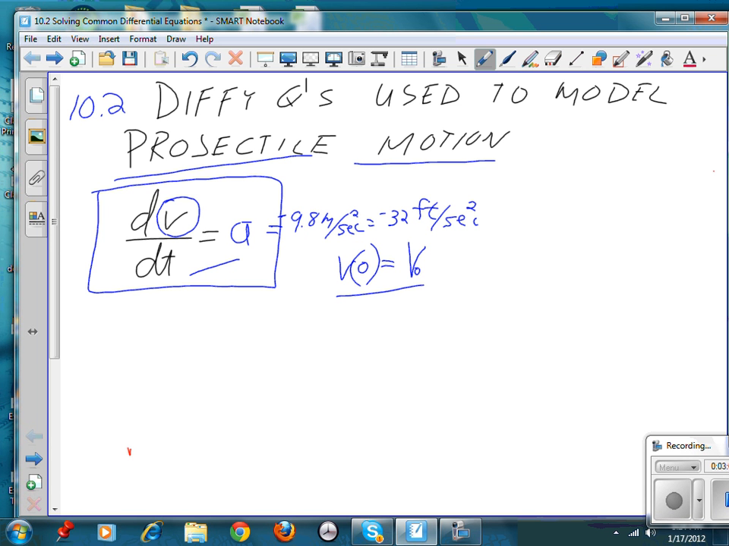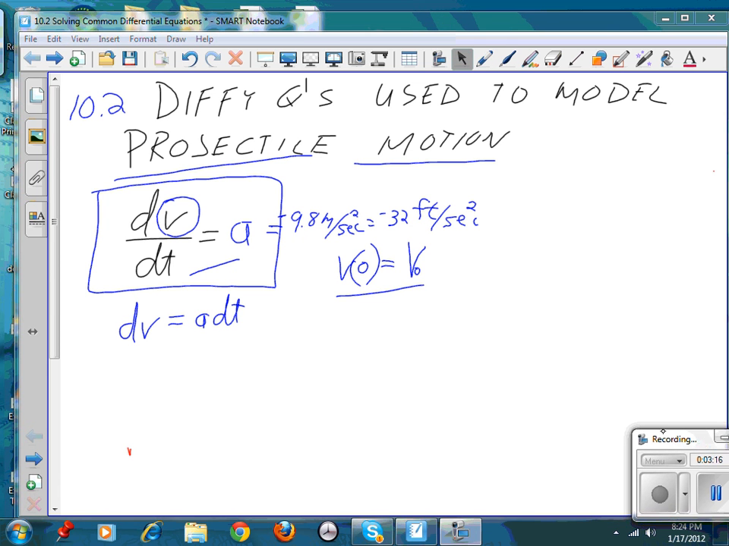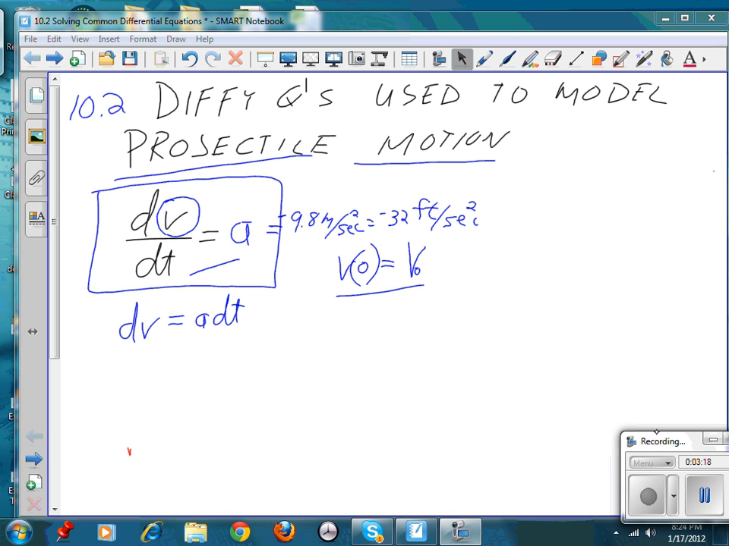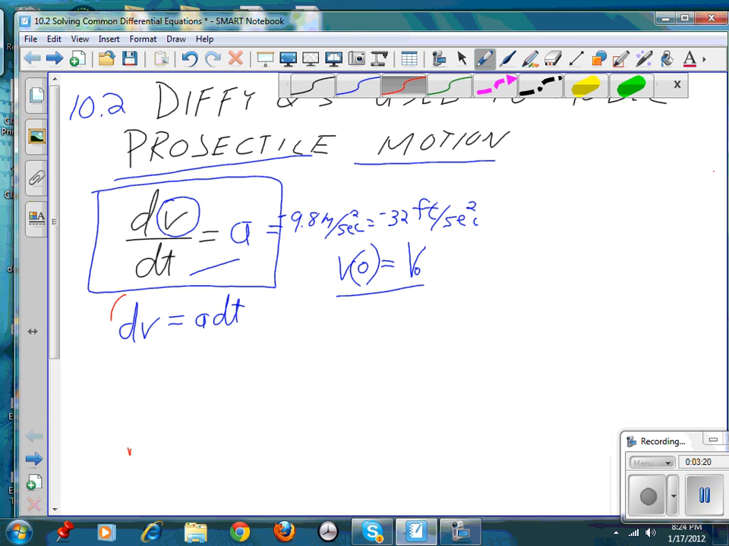Okay, how do I do that? First thing I do is I separate. I say dv is equal to a dt. Not much in the way of separation there. Okay, now I'm going to integrate both sides. Integrate dv, I just get v is equal to at plus c.